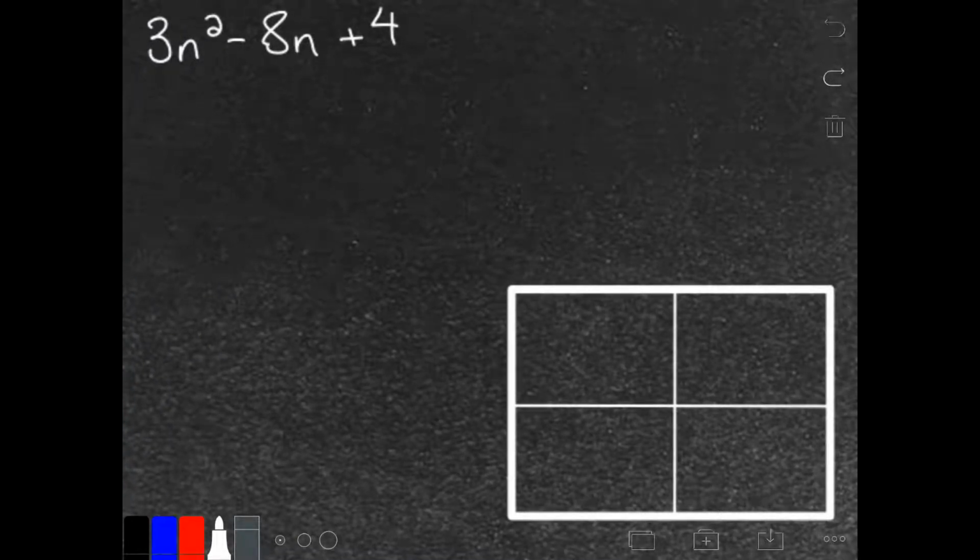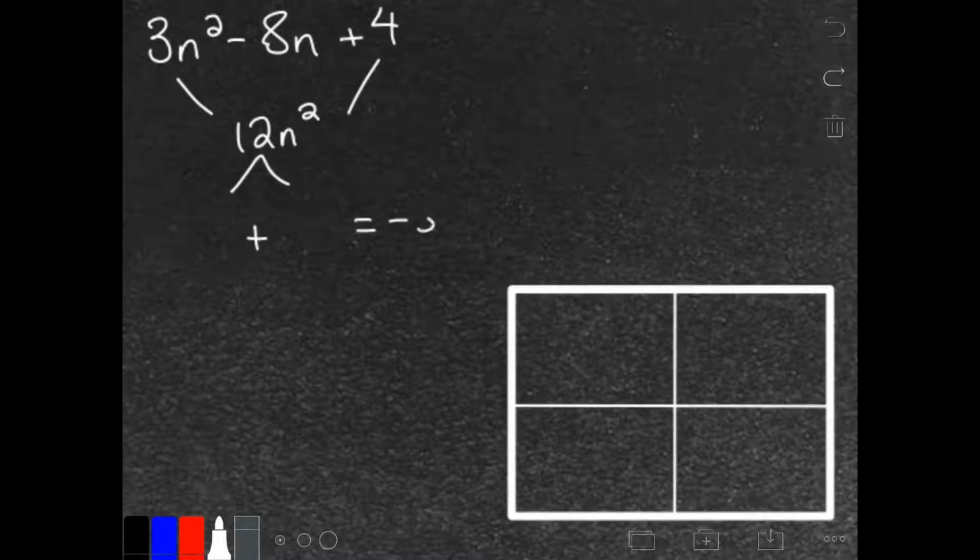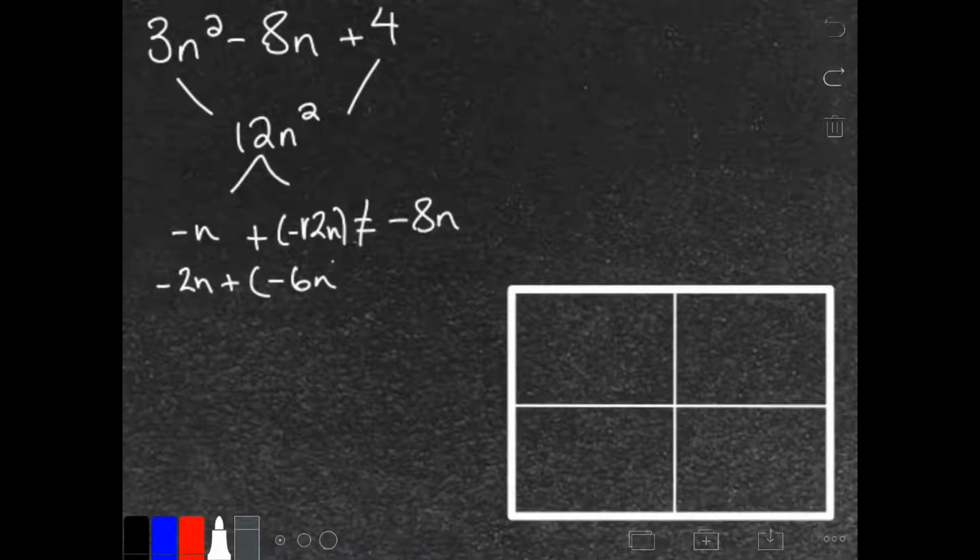All right, AC method. A times C, that's going to give me 12n squared. Factors of 12n squared whose sum is negative 8n. So two factors of a positive number whose sum is negative. I'm going to need two negative factors here. So negative n plus a negative 12n. Nope. Negative 2n plus a negative 6n. Negative 2n plus negative 6n, that does give me negative 8n.